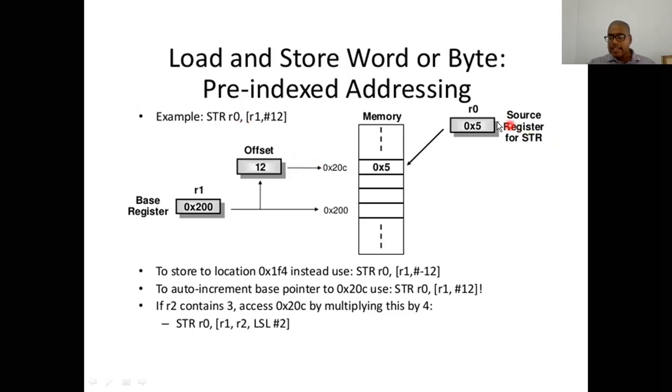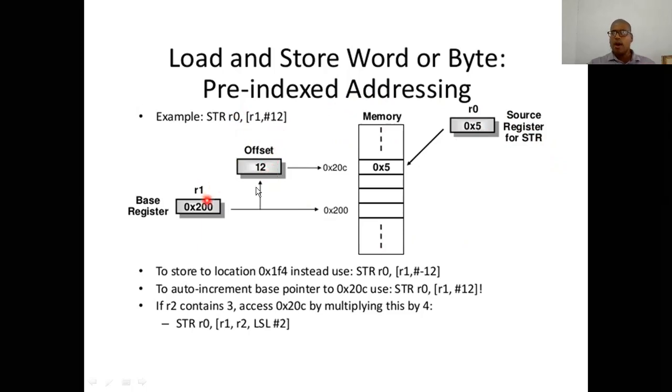So in this example, they have given R0 is equal to 5. Okay, so what do I need to do? I need to store this value of 5. Where do I need to store it? In this particular address. What is the address I am going to get? I have R1 equal to 200 and the immediate value is 12.